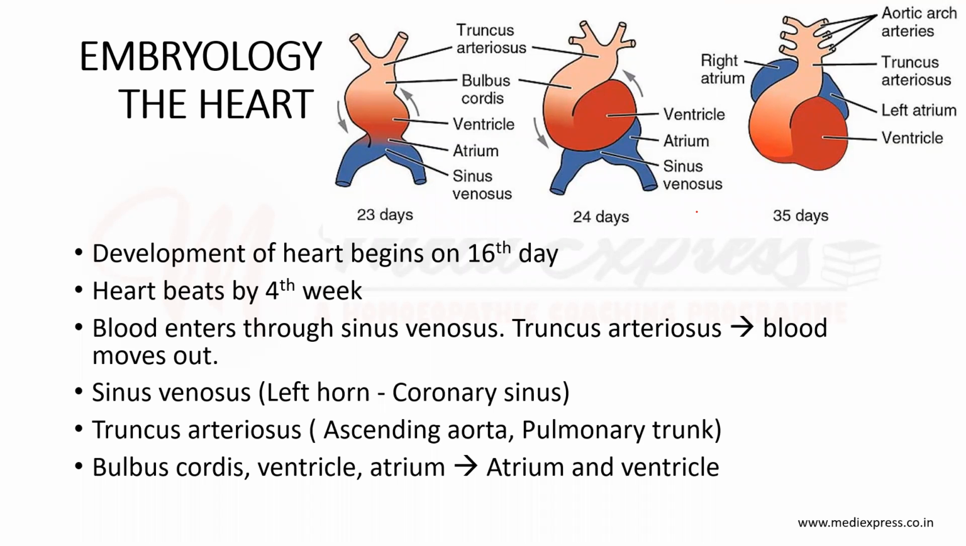Now you can see over here, these are the primitive heart tubes. Now we'll see in detail what things a primitive heart tube will be having. So here we're talking about the primitive heart tube. Now there are 6 regions.